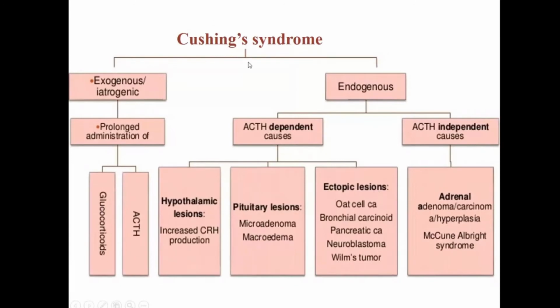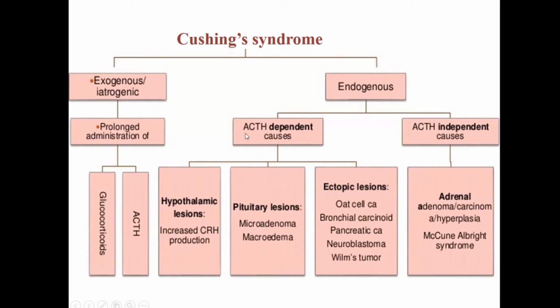So let's talk here about Cushing syndromes, okay? Cushing syndromes can be because of exogenous causes, that means iatrogenic, because of some therapy, or endogenous. Exogenous means prolonged administration of what? Glucocorticoids, for example prednisolone, hydrocortisone, etc., which we use, or a person who is getting ACTH directly.